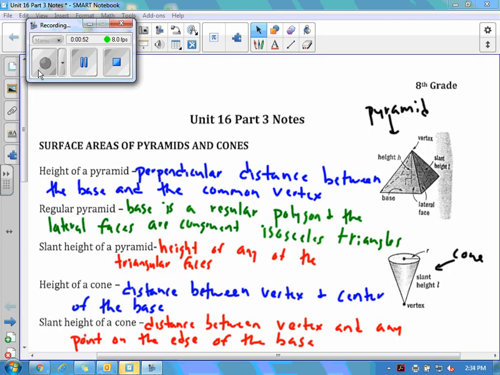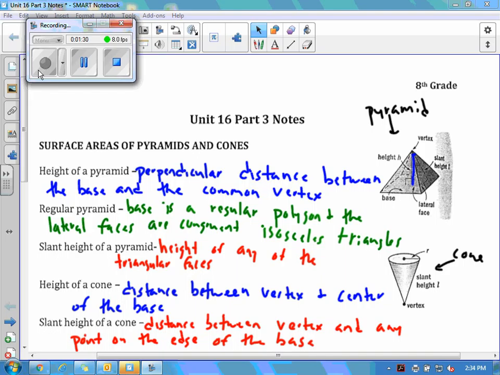So first, let's talk about the height of the pyramid. The height of the pyramid is the perpendicular distance between the base and the common vertex. If you look at our picture over here, we have a vertex, which is where all the triangular sides meet, all the lateral sides meet at the top, and then our height is that distance down to the base. The base of our example here is a square. It could be a rectangle. Actually, it could be a square or a triangle. Actually, it could be anything. But as we'll talk about in a second, we're only talking about regular ones to make it a little bit easier.